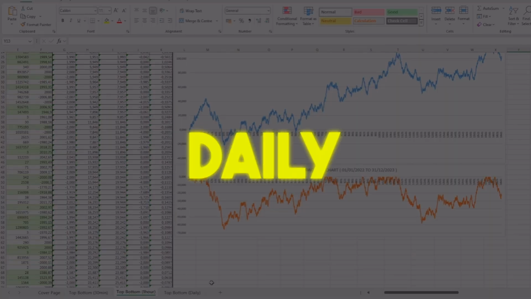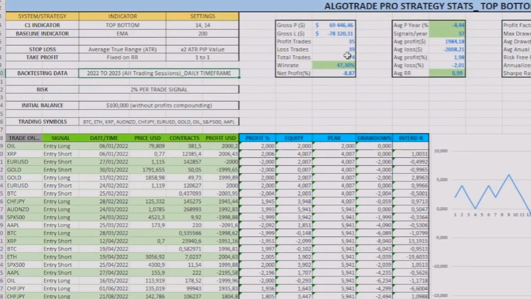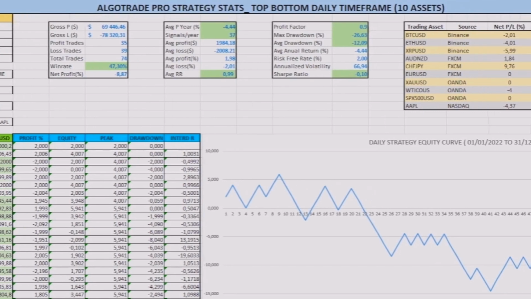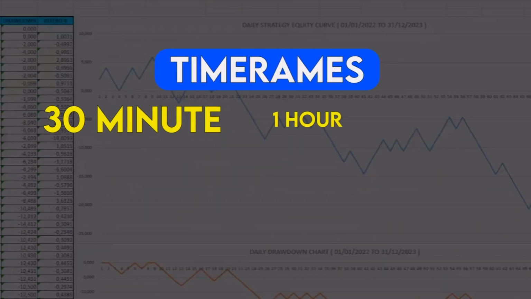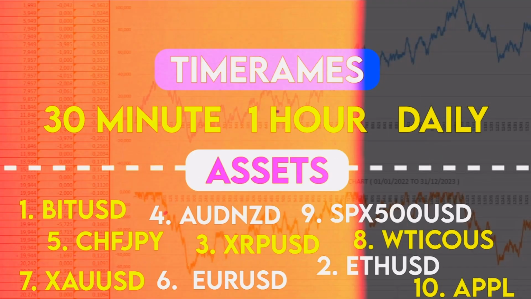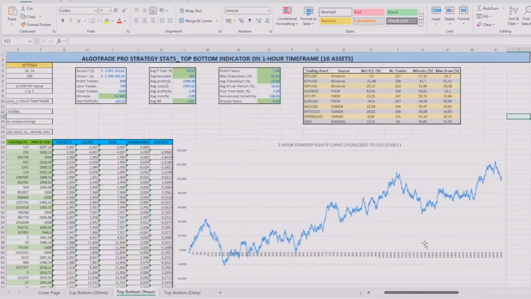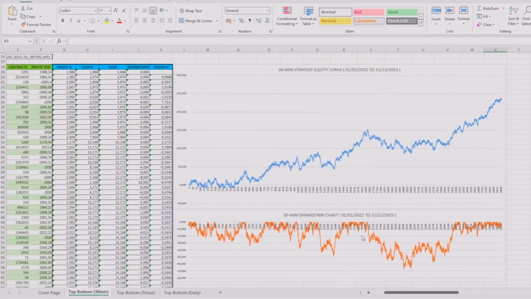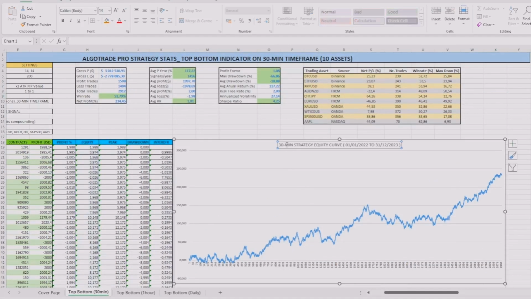And finally, on the daily time frame, after 74 trades, the indicator achieved a win rate close to 47% and a net loss of 8%. Overall, based on this comprehensive analysis across multiple timeframes and assets, it is clear that the top-bottom is an indicator probably more suitable for lower timeframes like the 30-minute and the 15-minute ones.